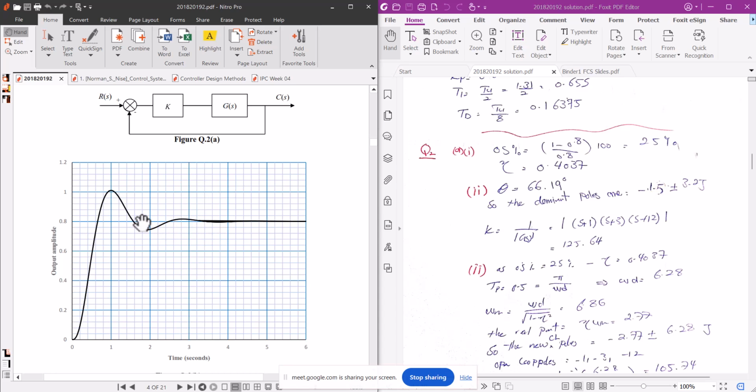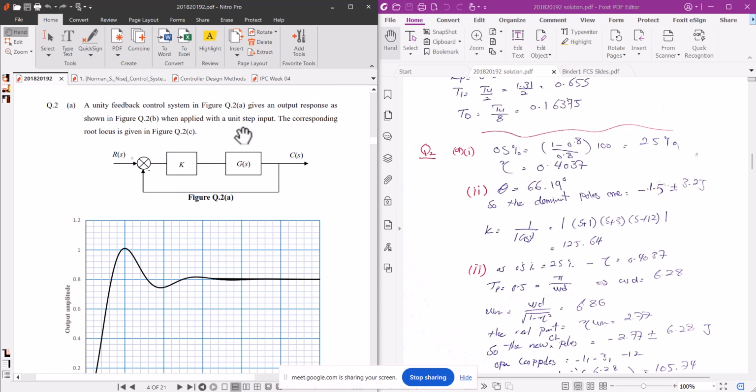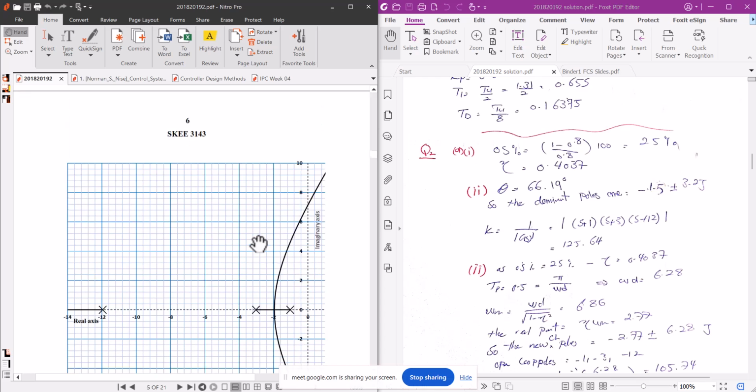So from here we can get its zeta. How will we get the zeta? First we will calculate the percentage overshoot. After that we will calculate the zeta from the formula, and we will also get the angle theta by its cos inverse. The corresponding root locus is also given. So this is its root locus.